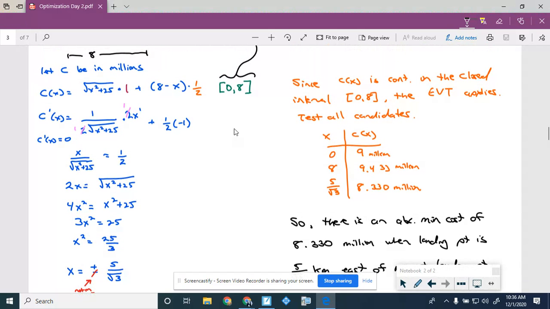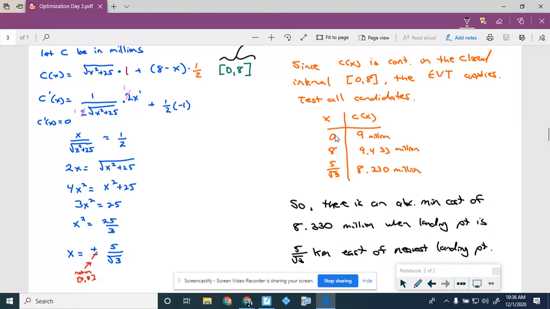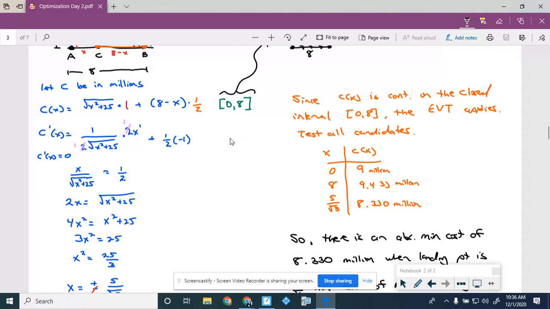So what I can say now is that since C of x is continuous on the closed interval 0 to 8, the extreme value theorem applies. So let's test all our candidates. I'm going to chuck in my endpoints 0 and 8 and my critical point 5 over radical 3. Now, where do I chuck them in? In the function we're trying to minimize, which is the cost function. If this was me, I would put this in Y1 in my calculator, and then I would do Y1 of 0, Y1 of 8, Y1 of 5 over radical 3. And when you do it, these are the values you get.